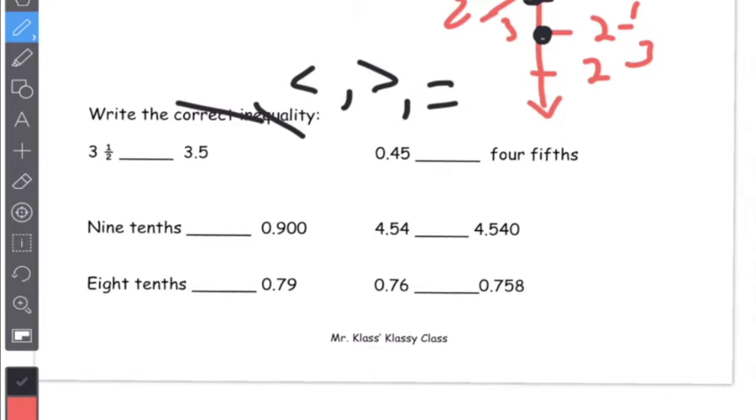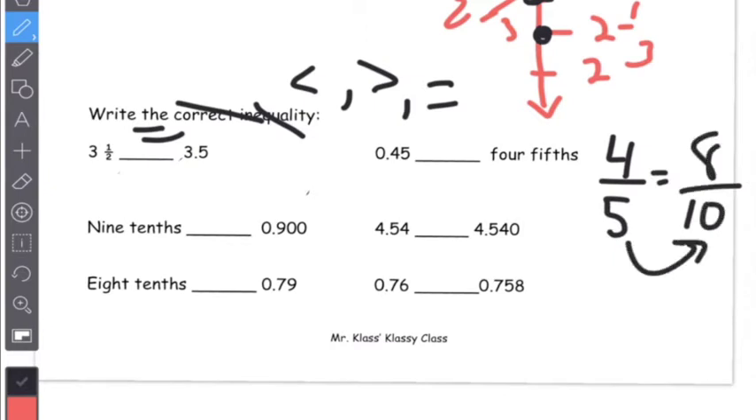So 1/2 equals blank over 10. I did 2 times 5 is 10, so 1 times 5 is 5. So that's 5/10, so it's 3.5 and 3.5 there. They are equal, so I'm going to write equal. Then we have 0.45 or 4/5. If I write 4/5 and make that into a decimal, I'm going to make it times 2. So it's 8/10. So 0.45 or 8/10.